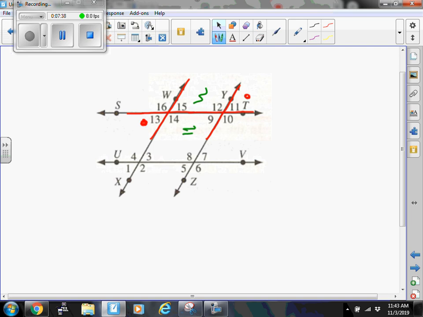And let's see. Alternate exteriors. This one goes with this one. It corresponds to this one, which is that one. So they must be congruent, same color. See how that works? Notice I didn't even pay attention to anything down here because it's not a part of the 13 and 9 we started with. Let's look at another one real quick.